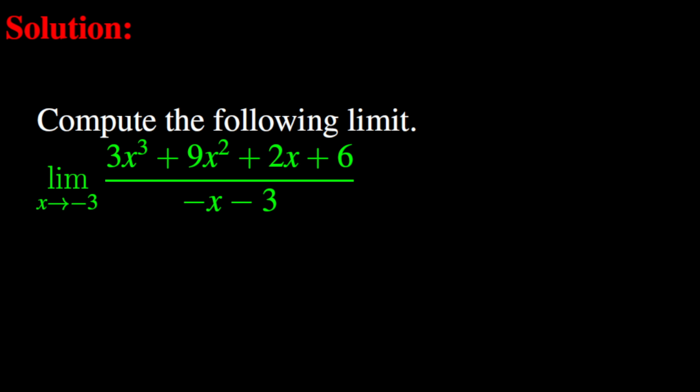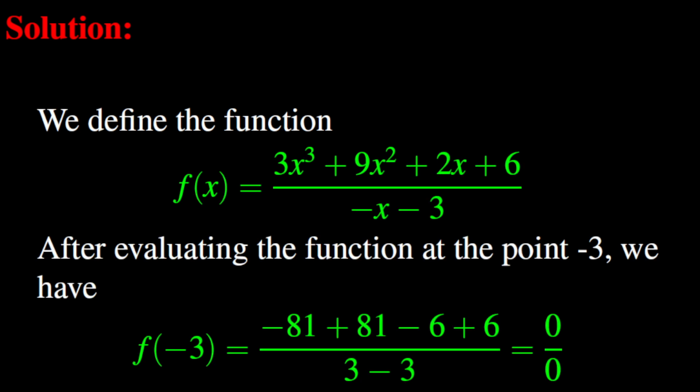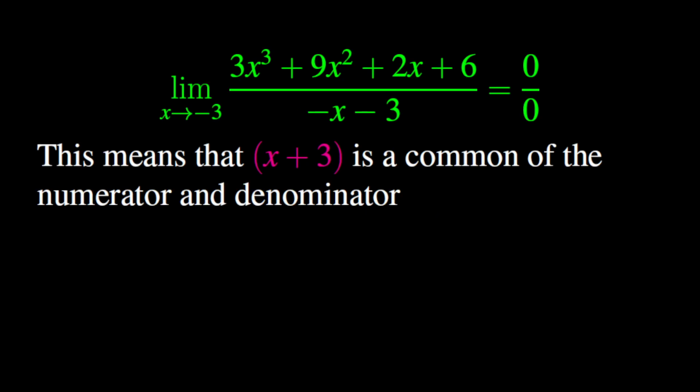Let us compute the limit as x goes to -3 of the fraction (3x cubed plus 9x squared plus 2x plus 6) over the polynomial (-x minus 3). It is better to start by finding the value of the fraction at the point x equals -3. After evaluating the fraction at the point -3, we have (-81 plus 81 minus 6 plus 6) over (3 minus 3), which equals 0 over 0. We obtain an indeterminate form of the type 0 over 0.